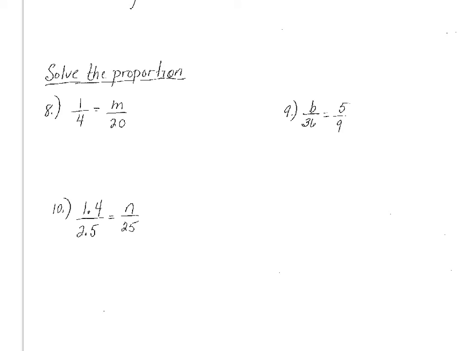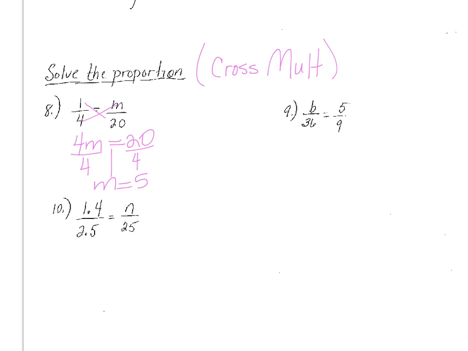And down here, we're just going to get practice solving proportions. How do we solve a proportion? Cross multiply. So what we're going to do, 4 times M, we know it's a proportion because they're equal, equals 20. Divide both sides by 4, and we get M equals 5. I want you to try number 9 and number 10.